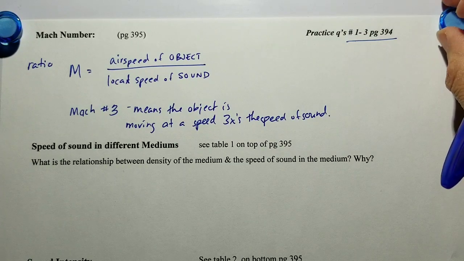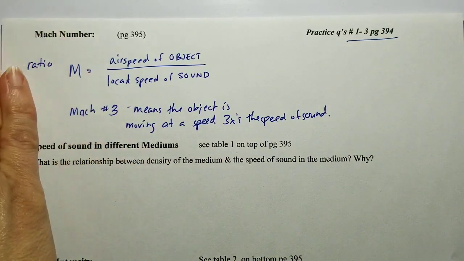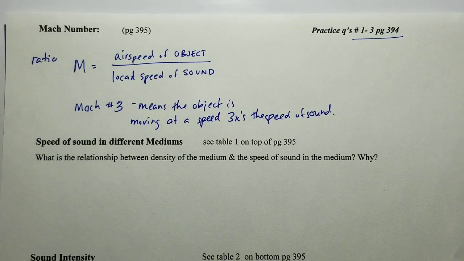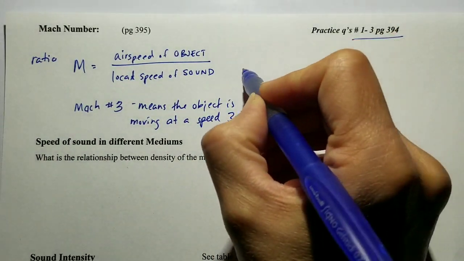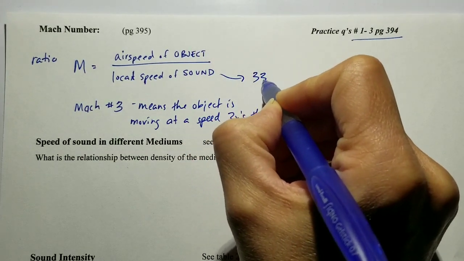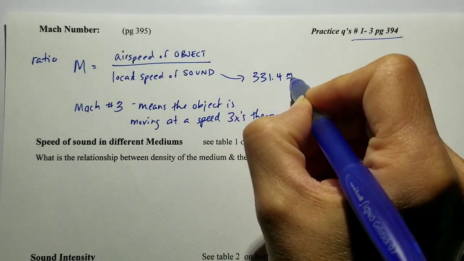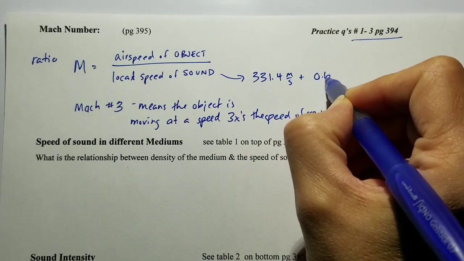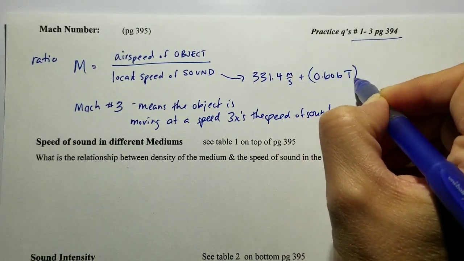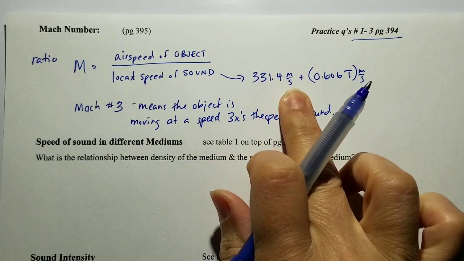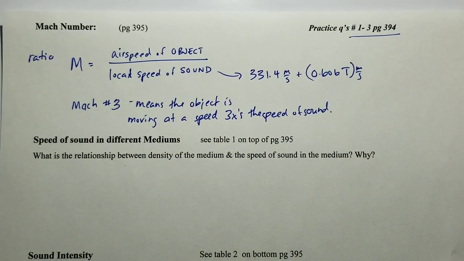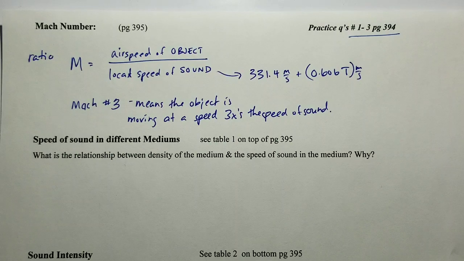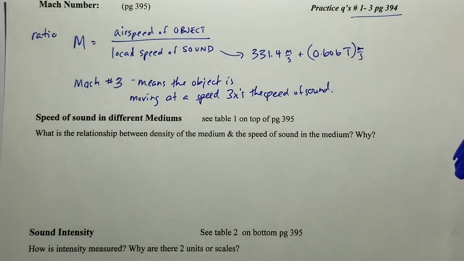There are some practice questions there for you to do. Just be careful, they try and trick you with kilometers per hour and meters per second. The 331.4 is in meters per second, and you add 0.606 times the temperature. That's the equation you're using, but sometimes they give you the airspeed of the object in kilometers per hour or kilometers per second, so you'll have to double check that.